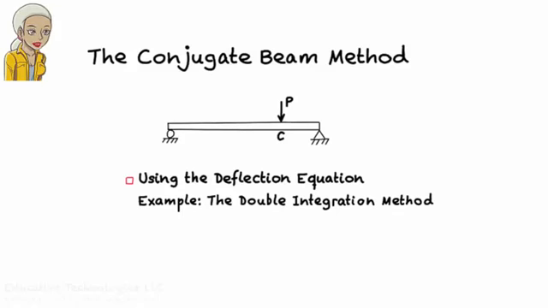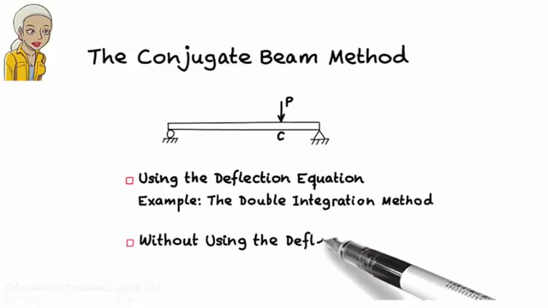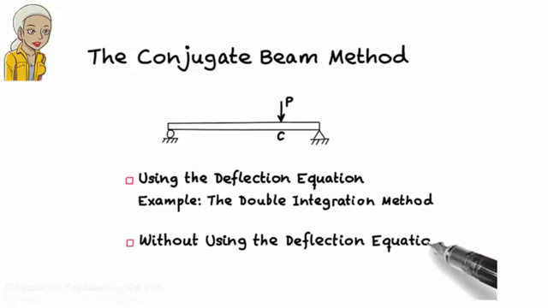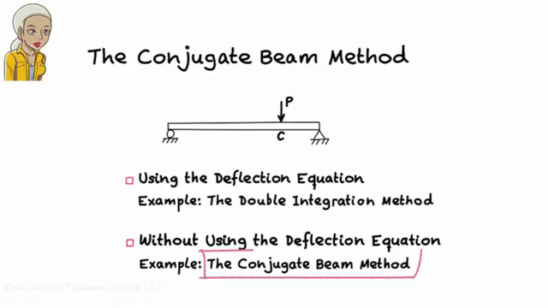Another approach entails calculating deflection at the desired point without needing to write an explicit equation for deflection. The conjugate beam method is an example of this approach. This lecture presents and illustrates the conjugate beam method for calculating deflection in simply supported beams.